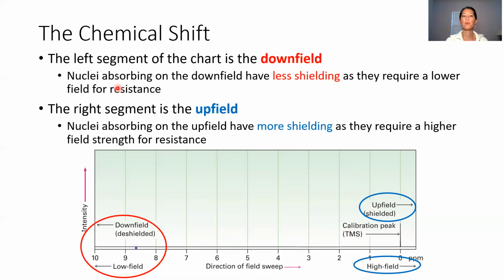Okay, so for example, those that are downfield, the nuclei absorbing on the downfield have less shielding, as they require a lower field for resonance.